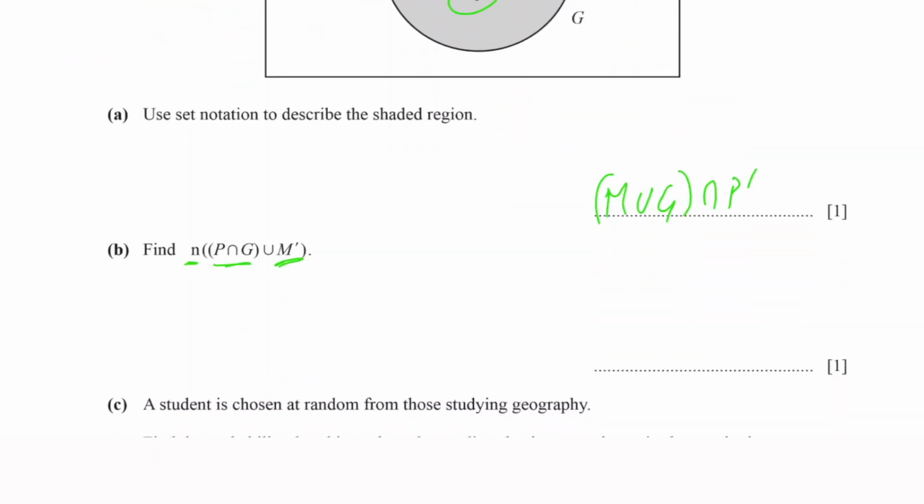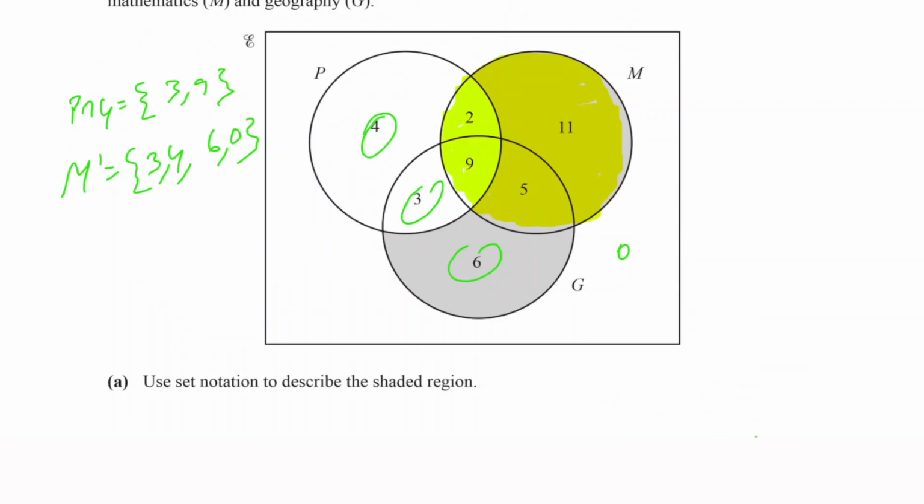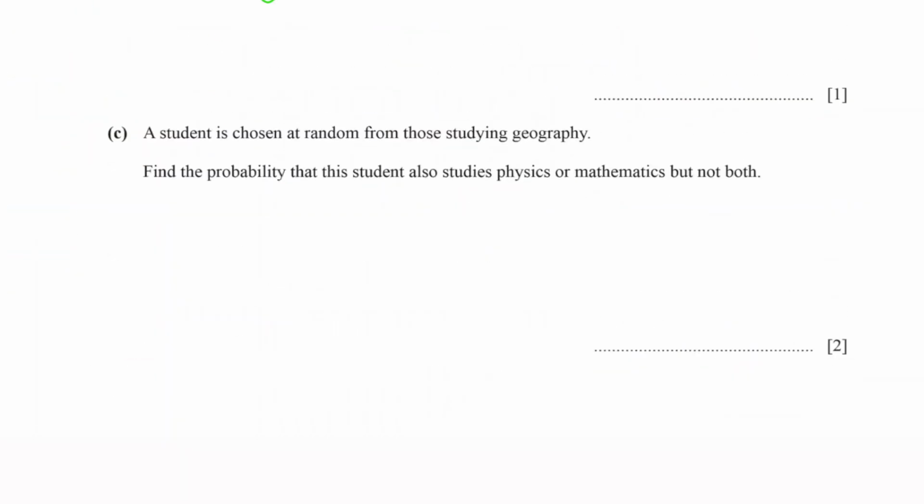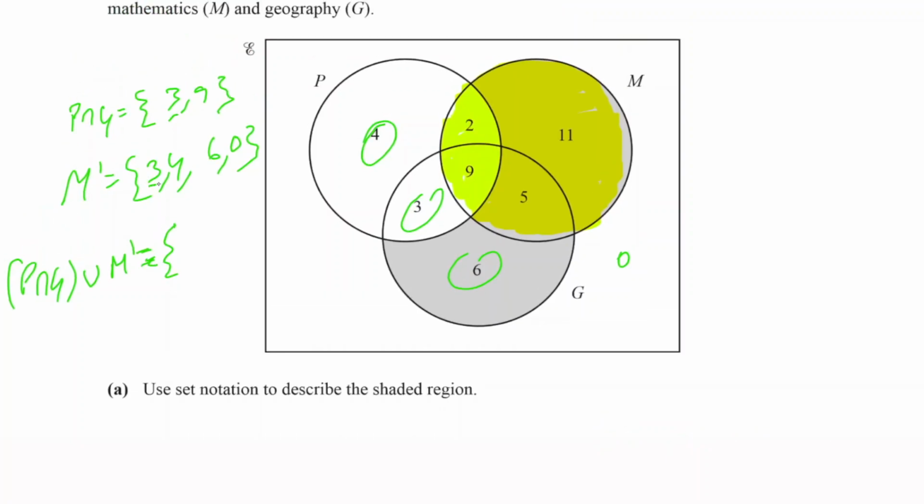Okay, what is happening in between? That is union. Union means what? Including everything, right? So we have to include everything. So P intersection G is being union with M dash, right? So what all things do we have to include? 3, then 4, then 6, then 0, then 9.